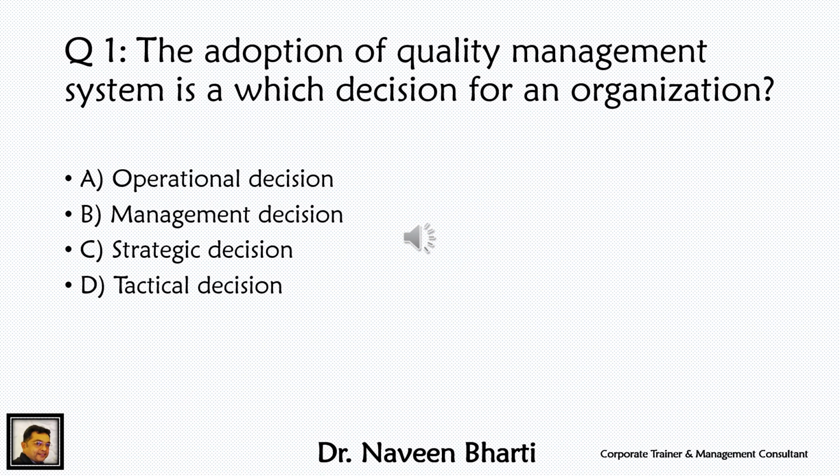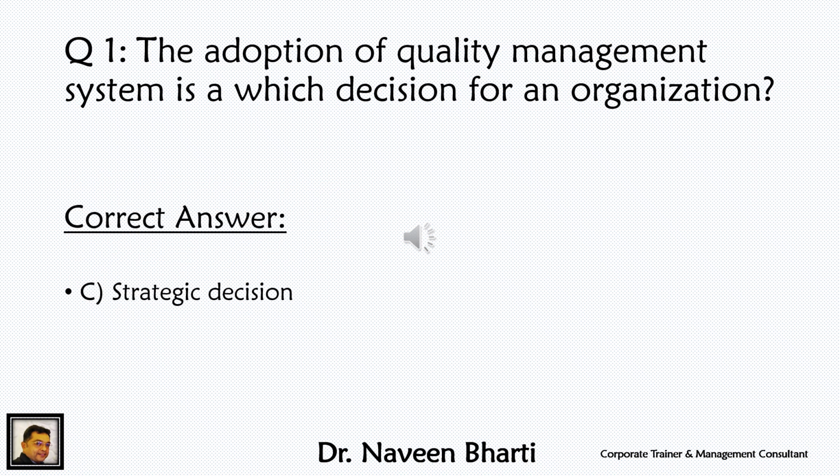First question. The adoption of quality management system is which decision for an organization? Answer options are operational decision, management decision, strategic decision, or tactical decision. The correct answer is strategic decision. Actually, this is the strategic decision for any organization to adopt the quality management system.